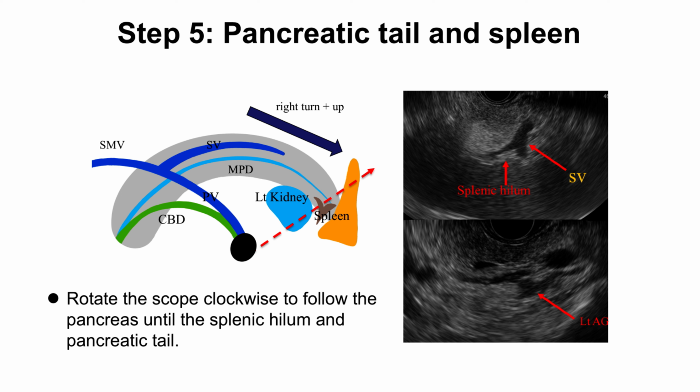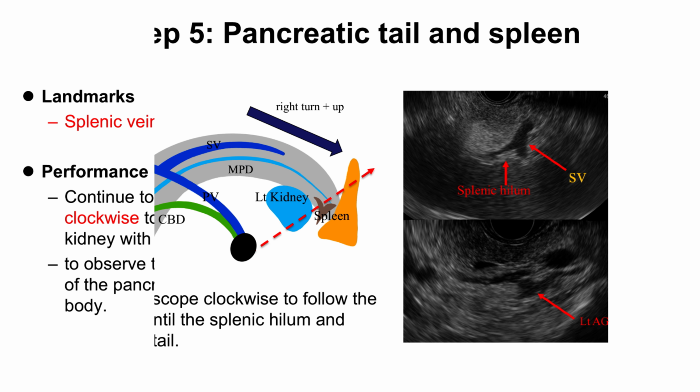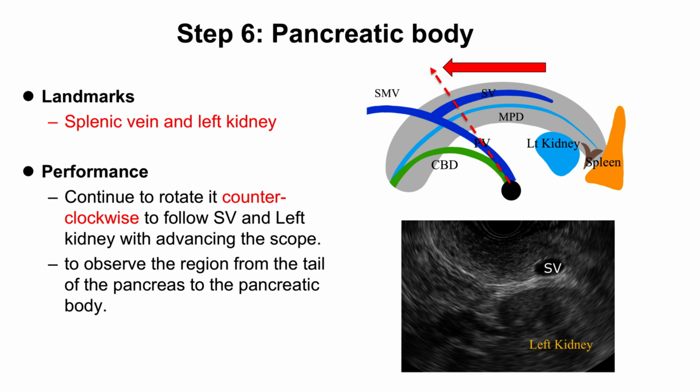The fifth step is to identify the pancreatic tail and the spleen. We continue to rotate the scope clockwise, following the pancreas until the splenic hilum and pancreatic tail come into view. At this point, applying upward angulation of the scope makes it easier to clearly visualize both the pancreatic tail and the splenic hilum.